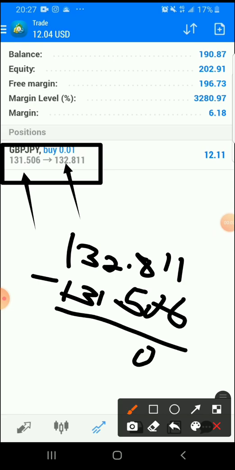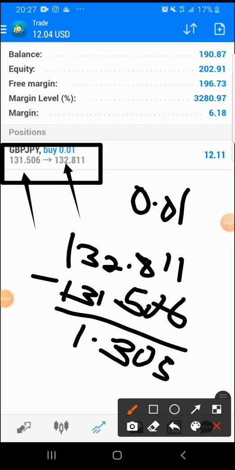So what do we have there? We have 1.305. The next thing I need to do is calculate how many pips movement this was. Now, in the JPY pair, we round this to two decimal places. Don't forget that 0.01 is 1 pip in the JPY pair. So we need only 2 decimal places. So we're looking at 1.30.